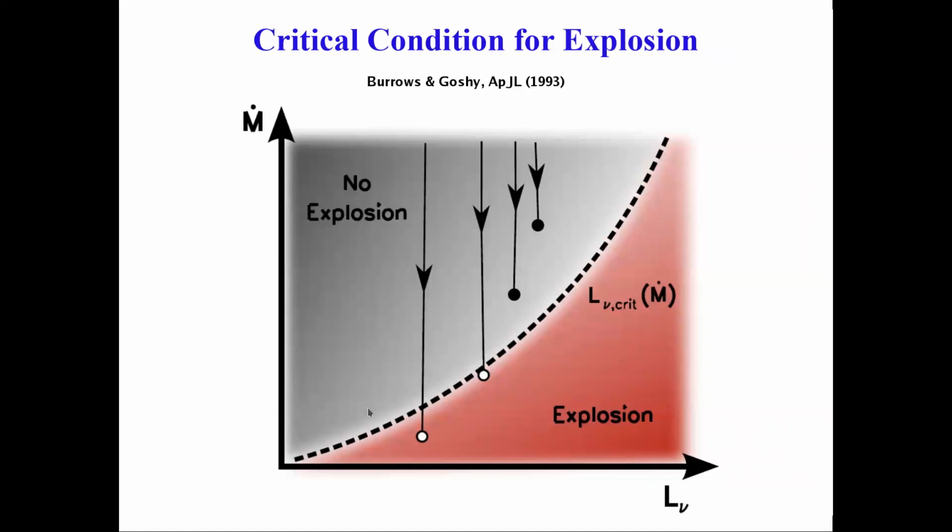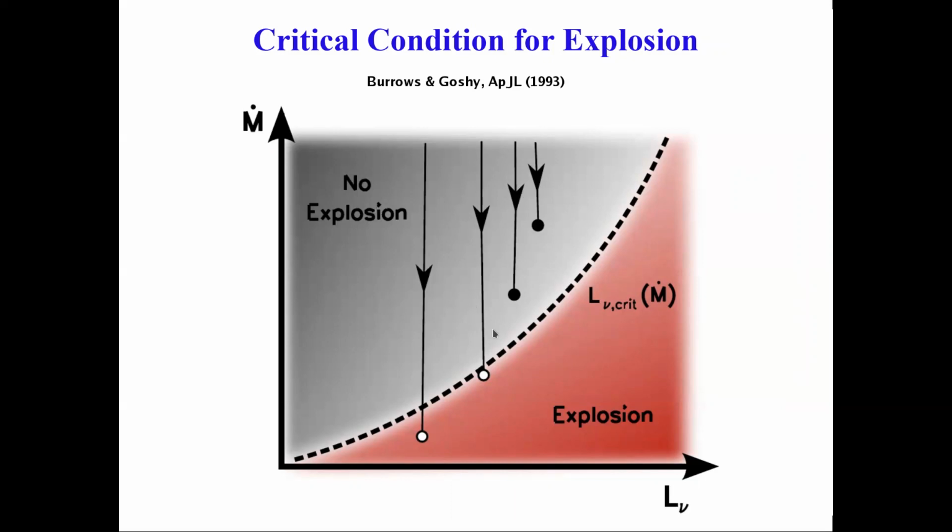So we have a critical curve, a boundary curve, where the mass accretion rate is competing with the neutrino luminosity. Evolution of the stars is in this direction, towards decreasing mass accretion rates. And when the conditions cross this critical luminosity curve, called the critical luminosity as a function of the mass accretion rate, then these white blobs indicate successful explosions. If the conditions in the collapsing star stay in the upper region, no explosions happen.